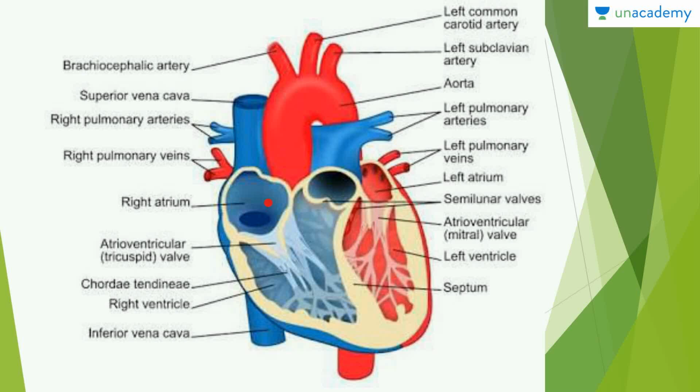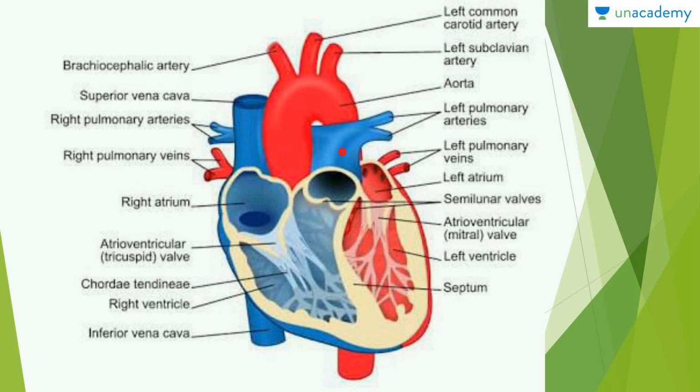From the right atrium, blood passes through the tricuspid valve, which is called so because it has three cusps. These cusps open with the help of the chordae tendineae, which are fibrous strands that help in the opening and closure of the valves. They pull the cusps, and that is how the deoxygenated blood reaches the right ventricle. From the right ventricle, through the semilunar valve, it moves into the pulmonary arteries, and these pulmonary arteries take the deoxygenated blood to the lungs for oxygenation.